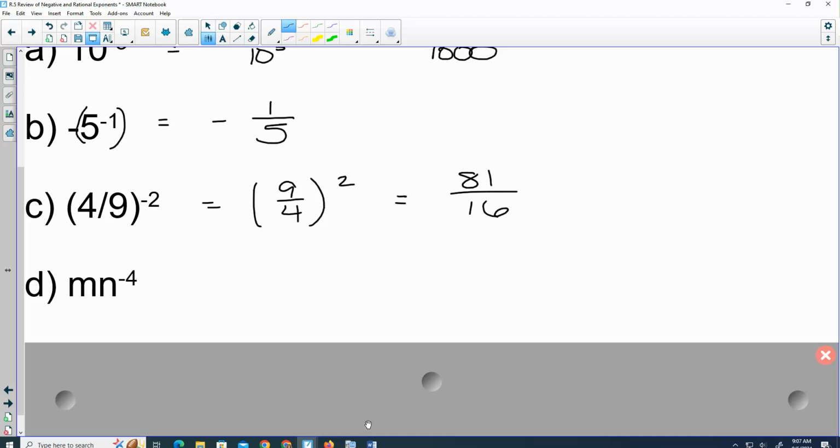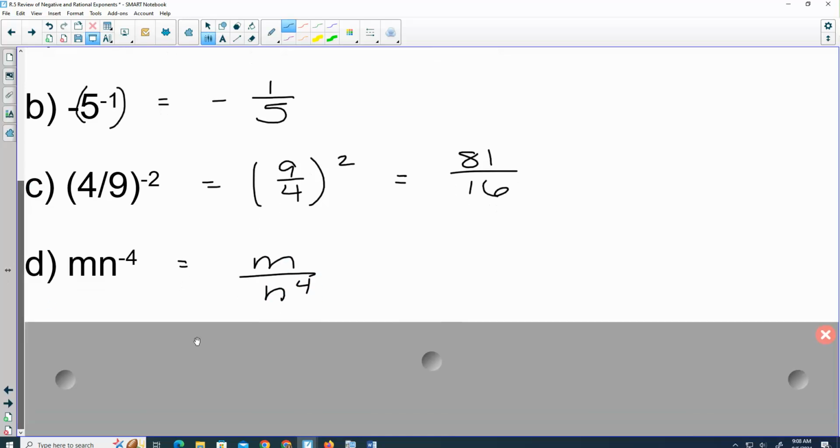m times n to the -4. Remember, exponents only touch what's directly in front of them. What is directly in front of my exponent? Just the n. Okay, so the m is going to stay where it is. So do I have to write it as m times 1/n to the 4th? No, we just make one big fraction. The m did not have a negative exponent, so it just stays on top. The n drops down. So an n to the 4th on the bottom.